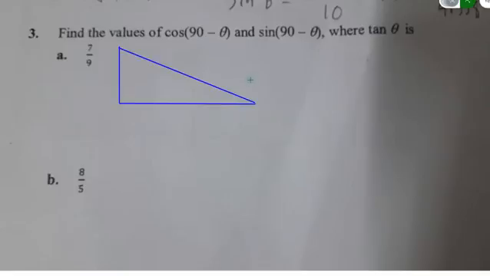Okay, let's look at this question asked by Martin. Now, given that tangent theta is 7 over 9, let's define this angle as theta. Okay, now tangent theta is equal to 7 over 9 given. Okay, and tangent theta is defined as opposite over adjacent.